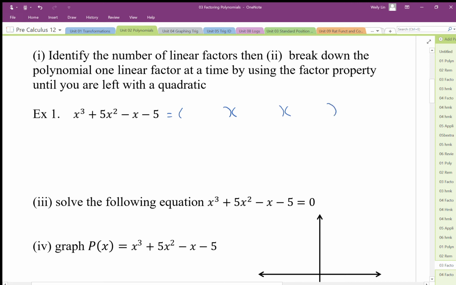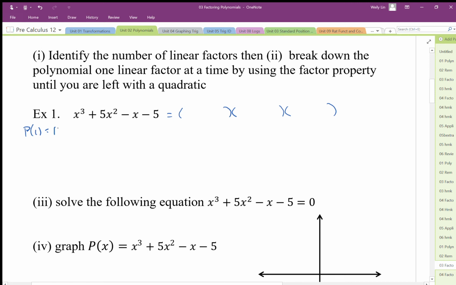Okay, so what we need to do is, first of all, we can just guess at the first one. Okay, so we're just going to guess at the first one. We're going to use the factor theorem to be able to guess. So we know that there has to be factors of 5. Well, there's only 2 factors, 1 and 5. So we're just going to guess maybe 1 and use our remainder theorem.